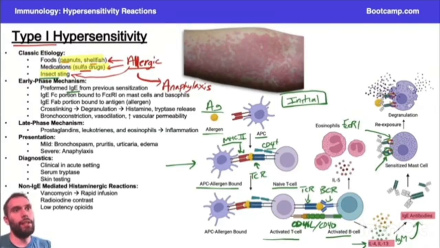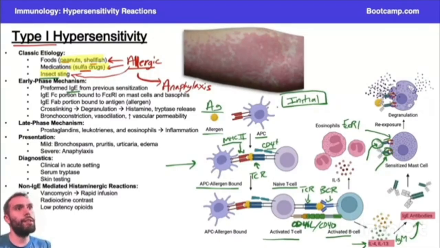Okay, so that receptor is going to bind to, again, the Fc portion of the IgE antibody, meaning that the Fab portion of the IgE antibody is going to be sitting out on the top of the cell. So when an allergen or antigen comes around in the future, it will bind to this Fab region, and when it does that, these IgE antibodies can cross-link, causing degranulation of your mast cell.